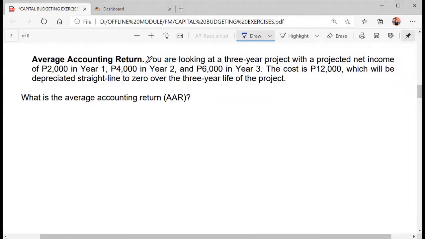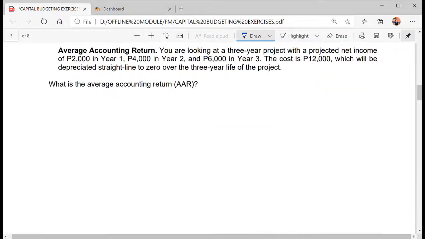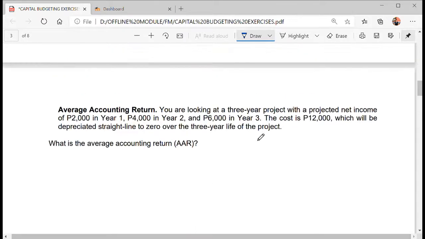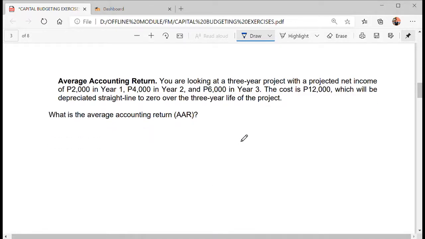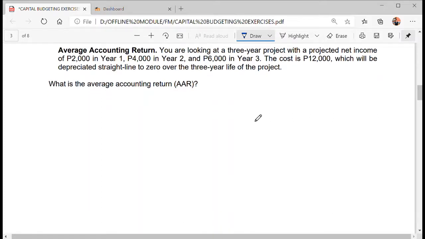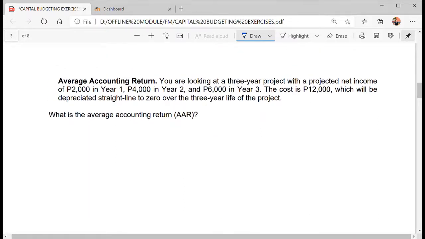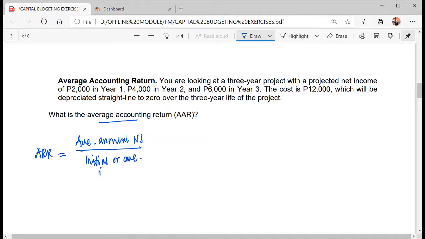Next, we have accounting rate of return. Okay, nawala yung number. So, accounting rate of return. Remember what is our formula for the accounting rate of return. That's equivalent to average accounting rate of return. Parehas na sila, ma'am. So, this is your accounting rate of return, that's equivalent to average annual net income over your initial investment or average investment.